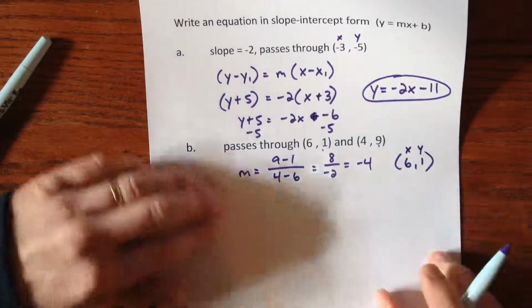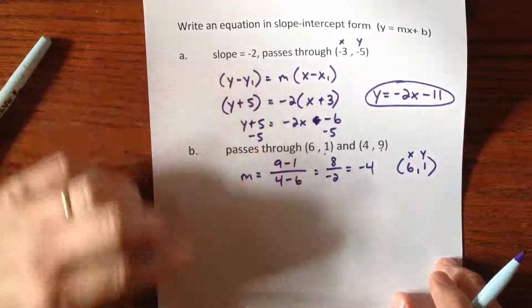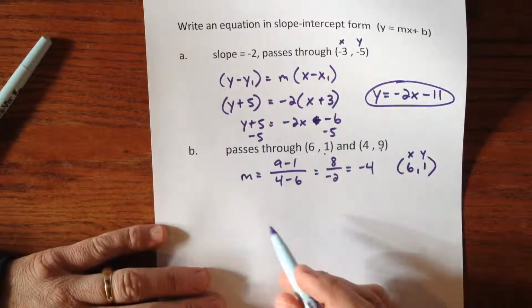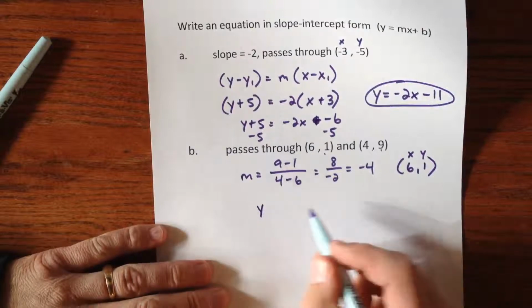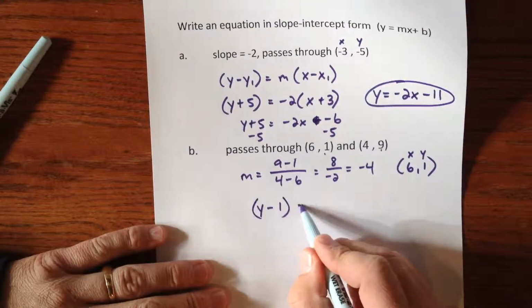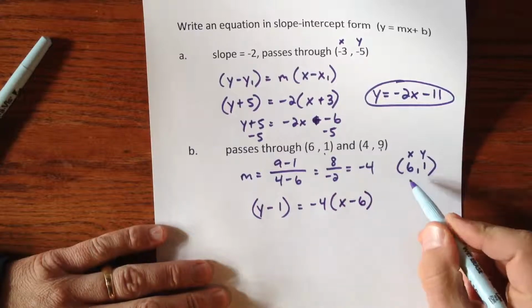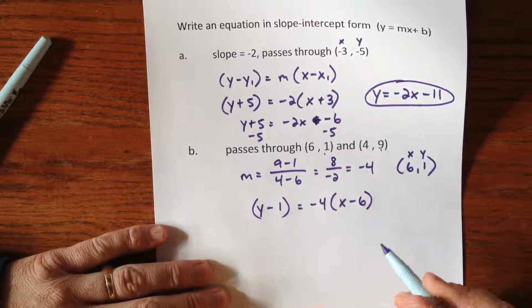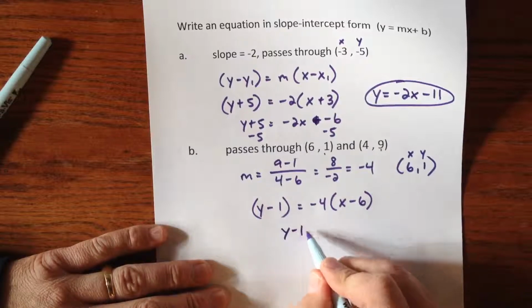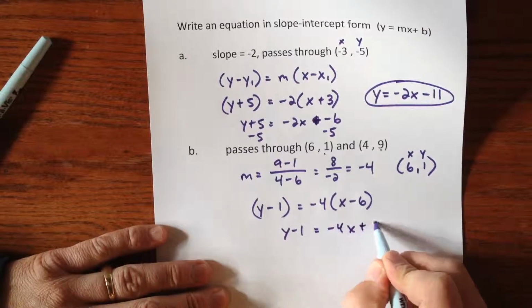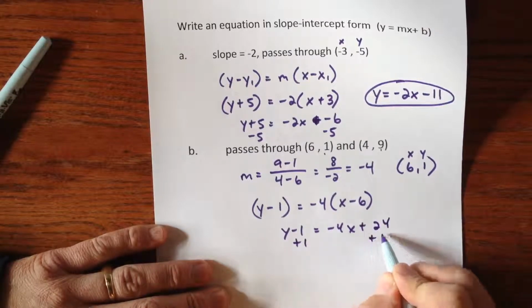Alright, but I'm back up here. I'm going to use point slope form. So here we go. y minus 1 equals negative 4 times x minus 6. I used 6 for x, 1 for y. Distribute, add.